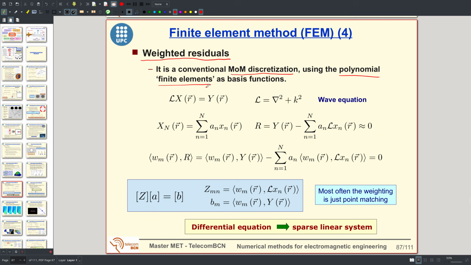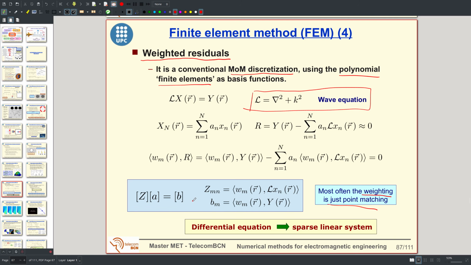as polynomial functions in a normalized space where the position of the nodes is 0 or 1, and then you do a transformation to the real space, etc. But using these finite elements as basis functions, your linear operator is the wave equation, and here you just set up the conventional method of moments discretization, and very often you use point matching, that is weighting functions that are delta functions, so that your weighting is just taking samples of the residual and making this residual at the position of the samples equal to 0.